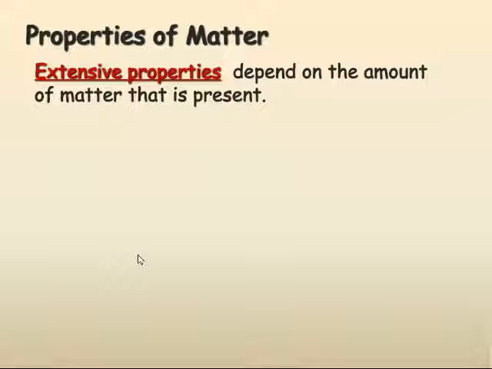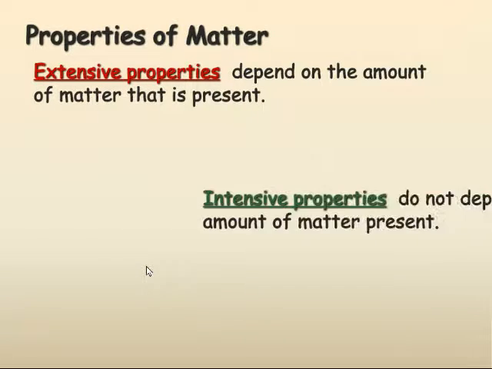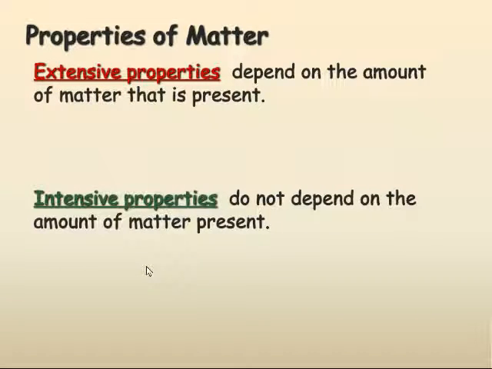Different properties of matter. These are words that we don't use a lot in the course, but you still will need to use them. We have extensive properties and intensive properties. An extensive property depends on the amount of matter that is present. For example, if you had something like volume, what's the volume of this water? Well, it depends on how much water you have. If I have just a few molecules of water versus a bucket of water, the amount of water there is going to affect the volume of water.